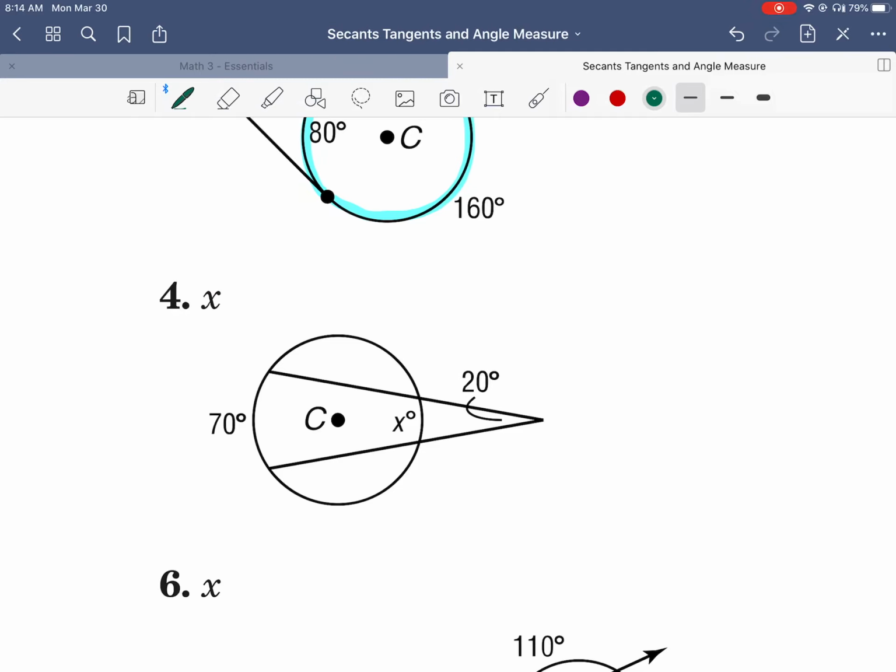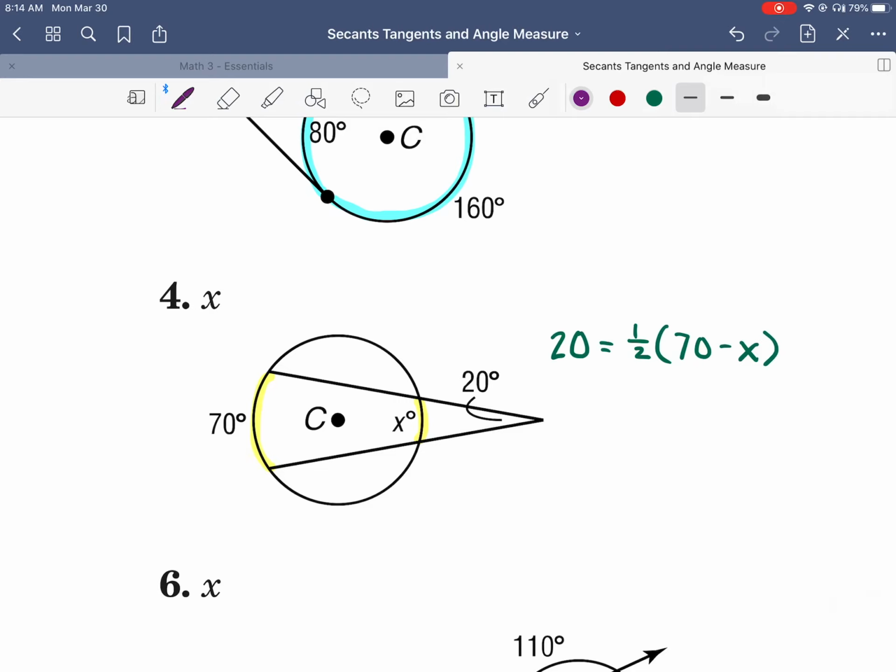Question 4. We're finding x this time. So same idea. The angle is still outside. The two arcs it creates are these ones. This time, though, I am given the angle. It's 20. And I'm finding half the difference of 70 minus x.